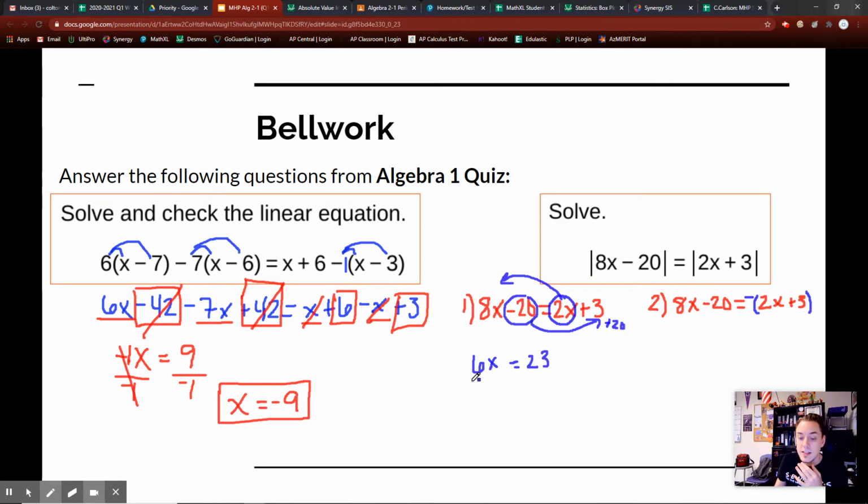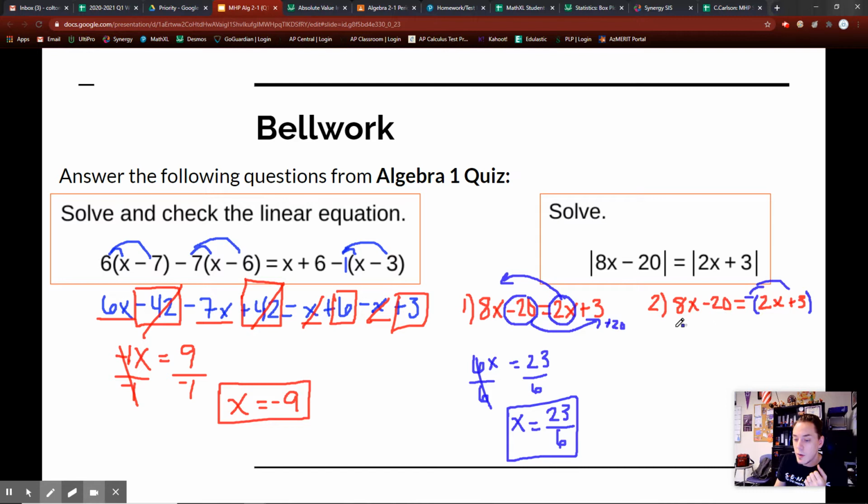Okay? This isn't a nice fraction, to be honest. It's actually a rather gross looking one. But I got 23 all over 6 when I divide by 6. That's okay. Let's go to the next one.